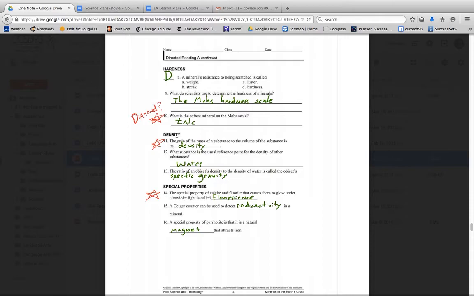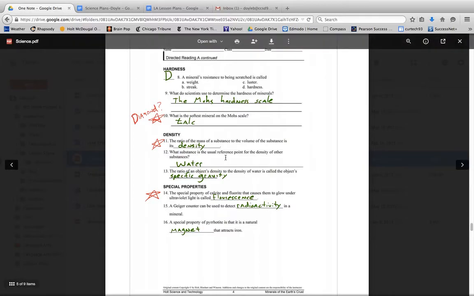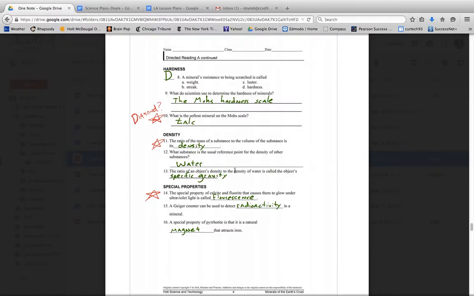Density is probably the best way to judge a mineral, but it takes a little bit of time. So the ratio of the mass of a substance to the volume of the substance is its density. And 12, what substance is the usual reference point for the density of other substances? Water. And 13, the ratio of an object's density to the density of water is called its specific gravity.